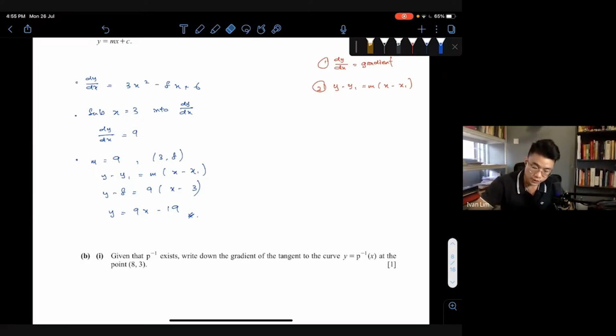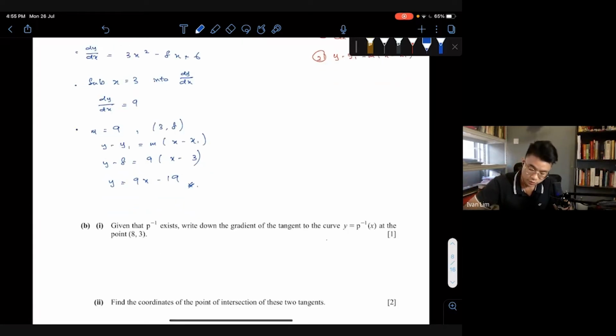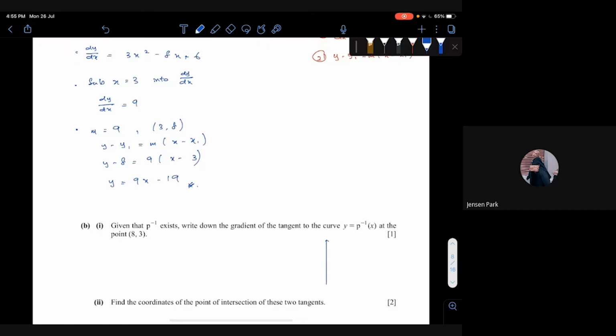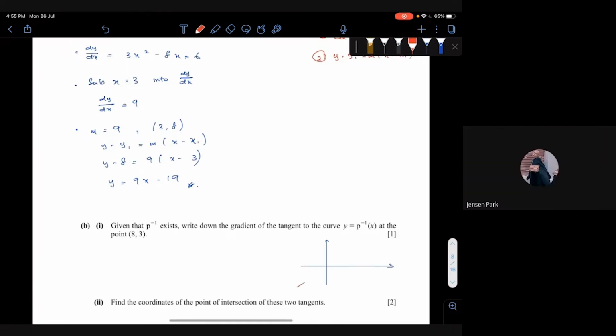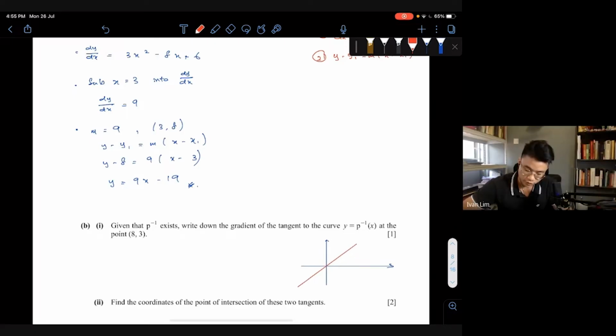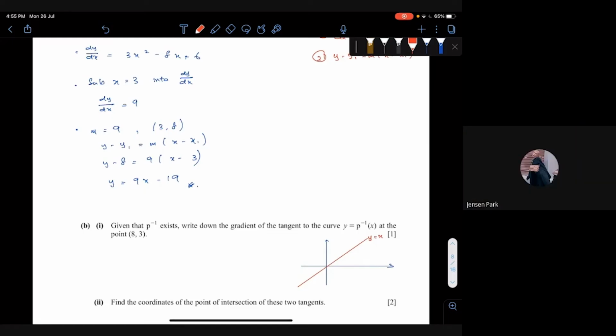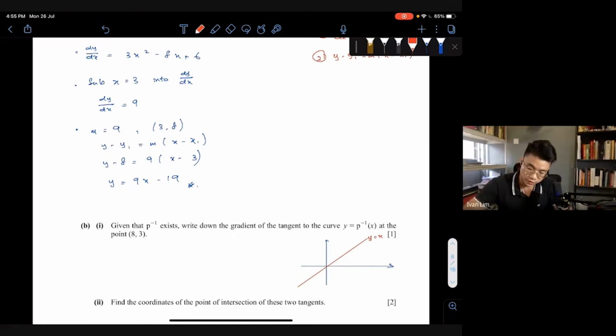So what does it mean? What's the meaning of inverse? Your whole graph is inverted on what? Inverse means flip the whole thing. Your entire graph is flipped on the y equals x graph, and becomes x equals y. So let's say your graph is like that.